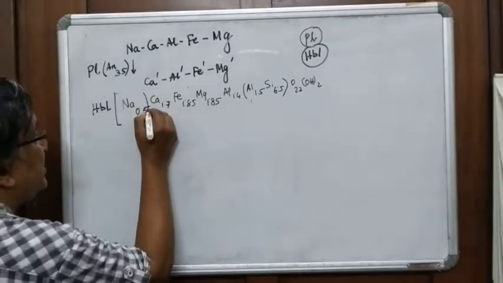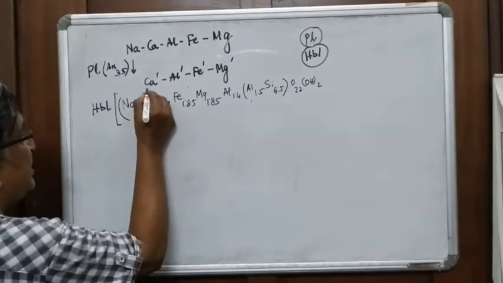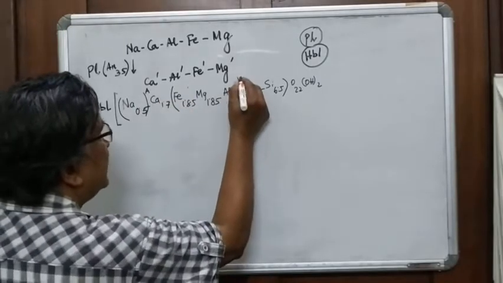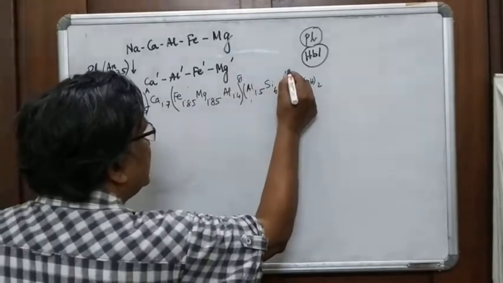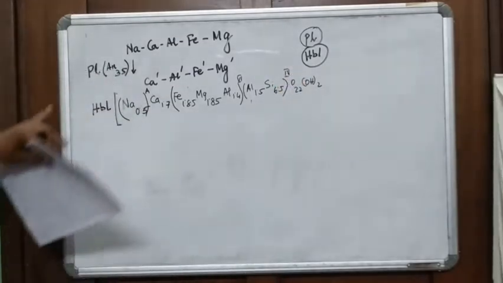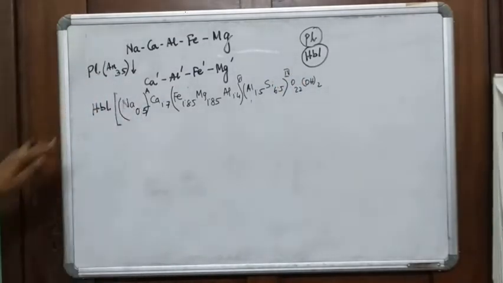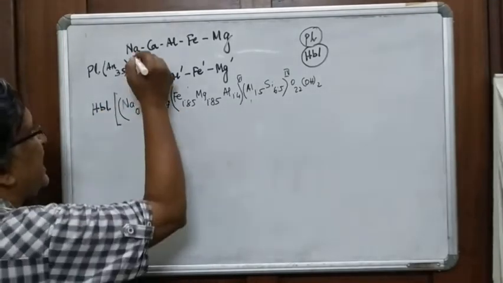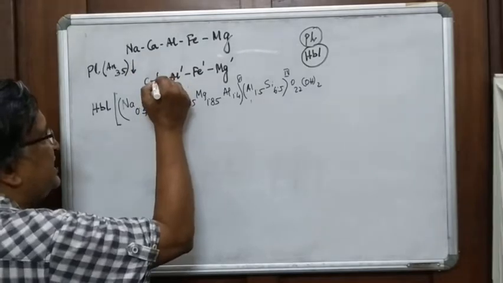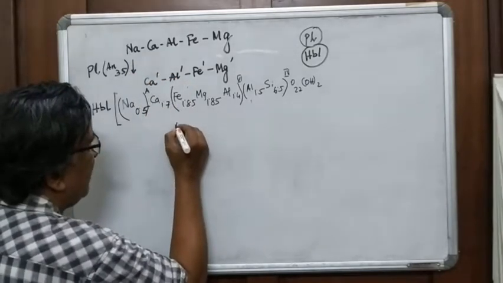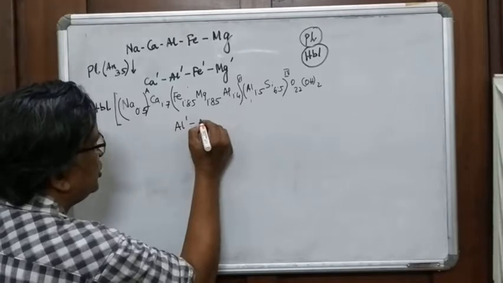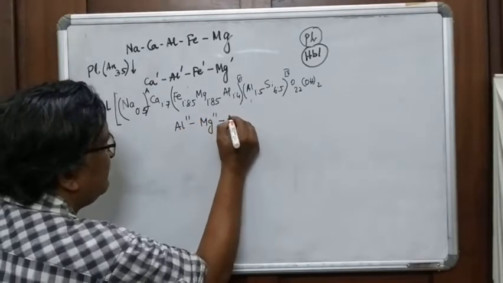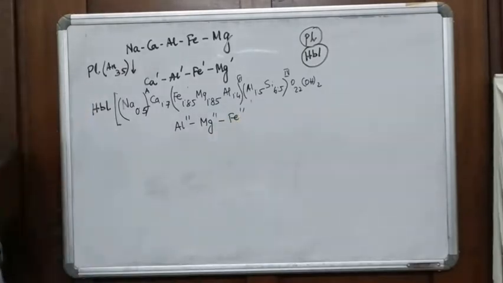And here you can see these are the different sites. A site. This one is the octahedral site. This one is the tetrahedral site. So he had a plagioclase of this composition. He had a Hornblende of this composition. And taking the Hornblende and eliminating Ca prime, he found a scheme by which he could project the minerals on Al, Mg, Fe composition space.